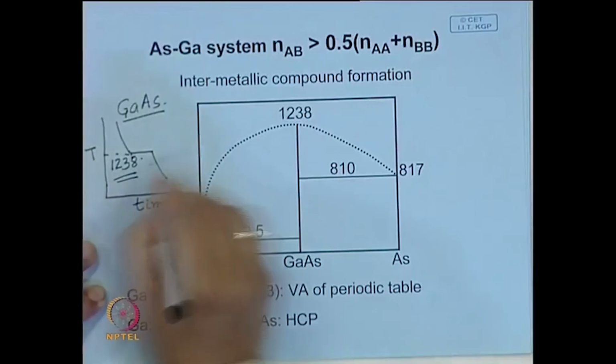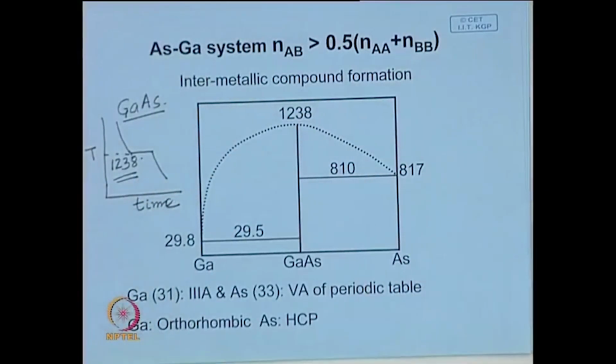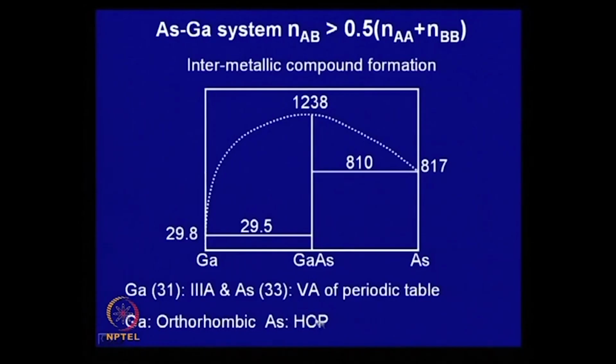1238. It will appear as if its melting behavior is exactly similar to that of a pure metal. The crystal structures are listed here. Gallium is orthorhombic, arsenic is hexagonal close packed, and gallium belongs to group 3A, whereas arsenic belongs to group 5A.